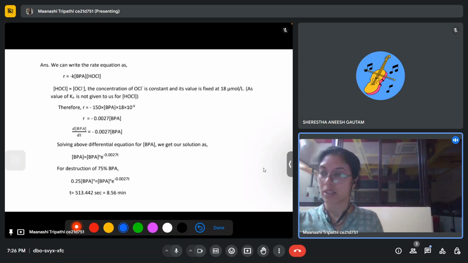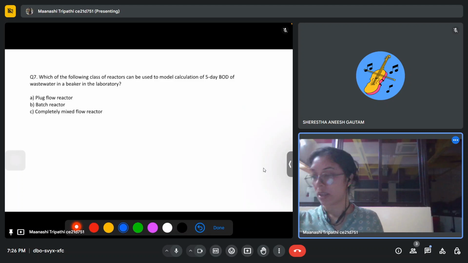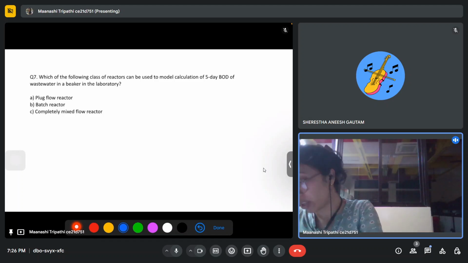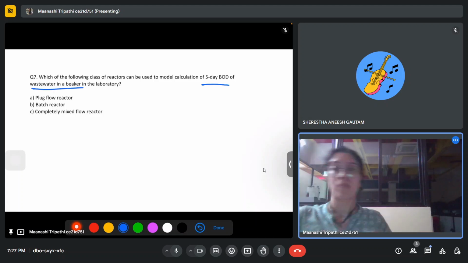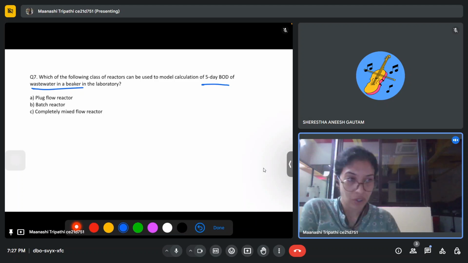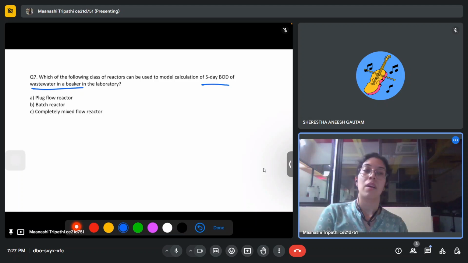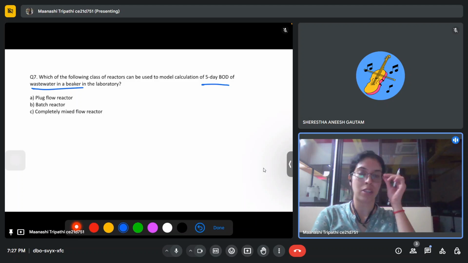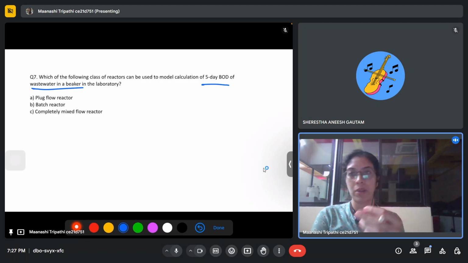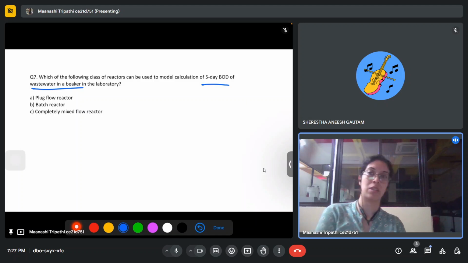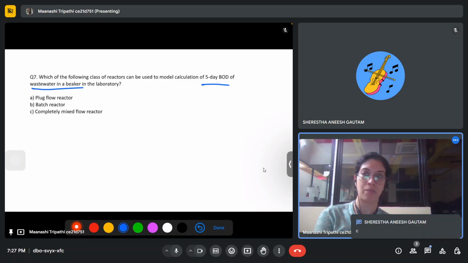The next question is, which of the following classes of reactor can be used to model calculation of 5-day BOD of wastewater in a beaker? Please try to solve this question. BOD means biological oxygen demand. Such kind of experiments are done in a beaker. So what kind of reactor can a beaker be considered? Plug flow, batch, or completely mixed?